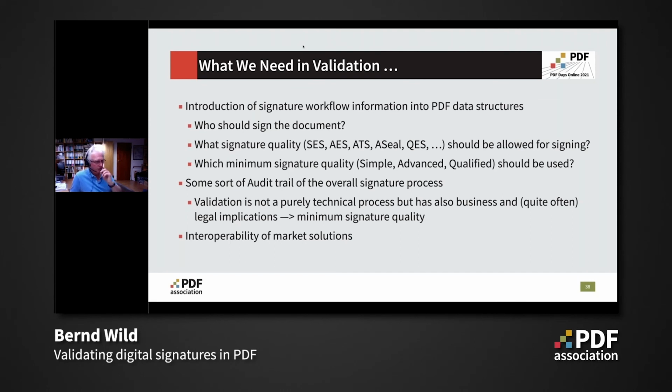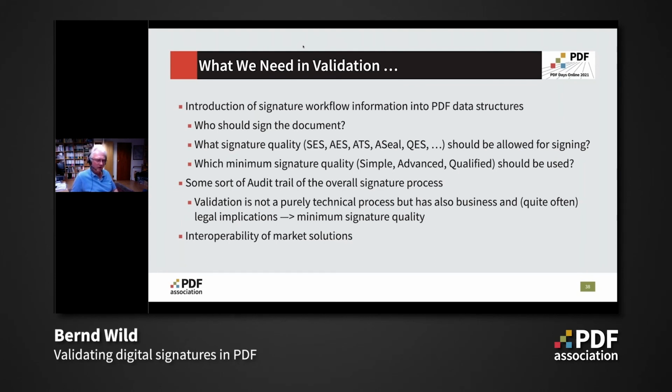That leads us to a sort of audit trail of the overall signature process, because we have to see that validation is not a purely technical process, but it also has business and legal implications. Therefore it can be very important to sign a PDF document, a contract, or whatever else with a minimum signature quality. In some cases, it can even be required to use a qualified electronic signature instead of an advanced one. There are prominent cases out there in the market where this has led to really big problems with some contracts, and therefore a solution could be to have an anchor for this information within the PDF.